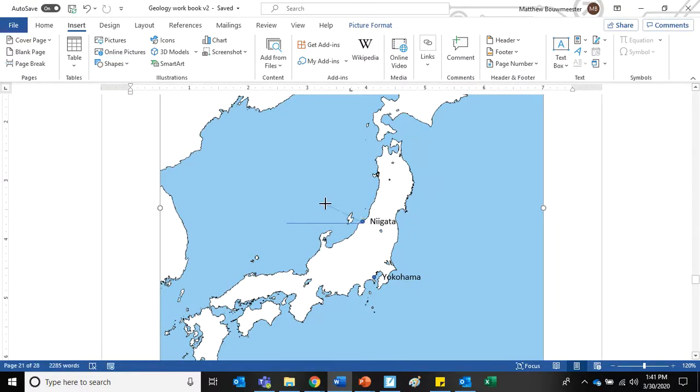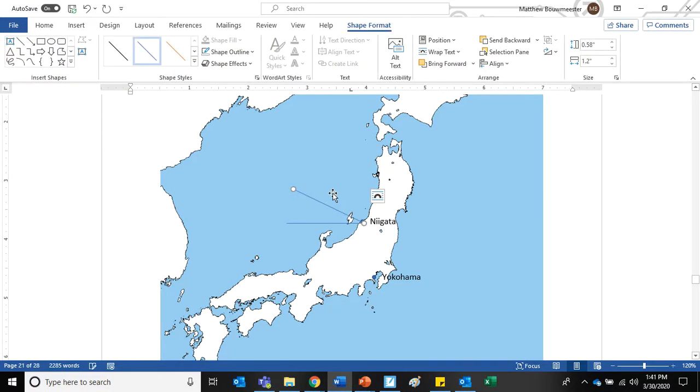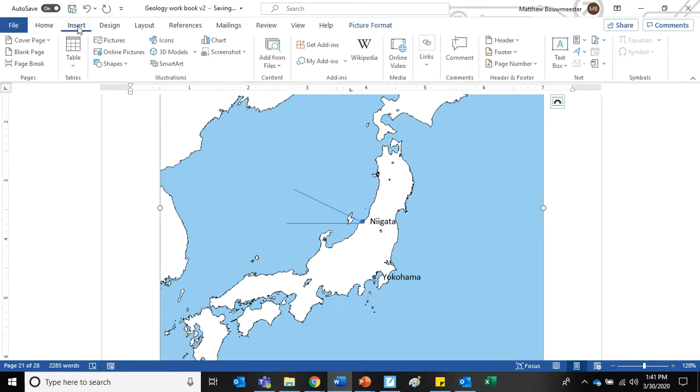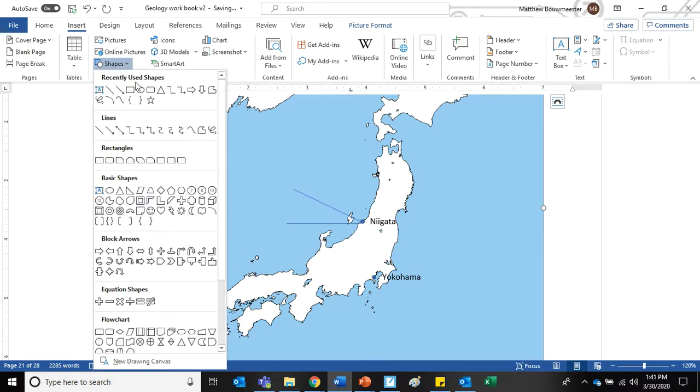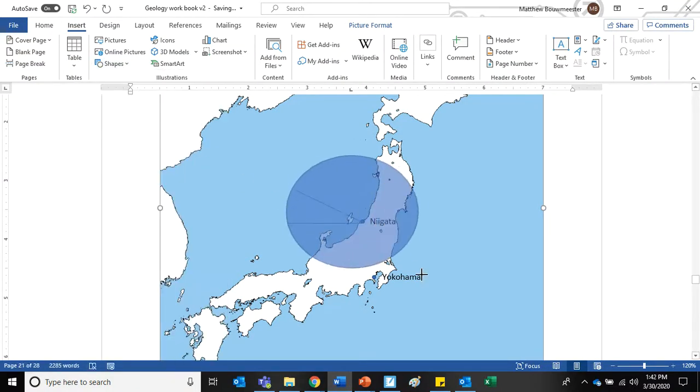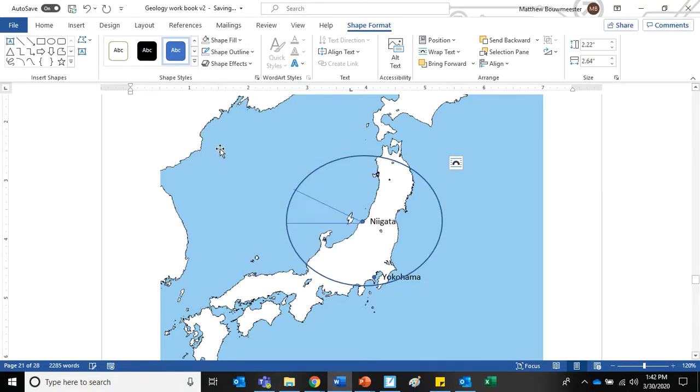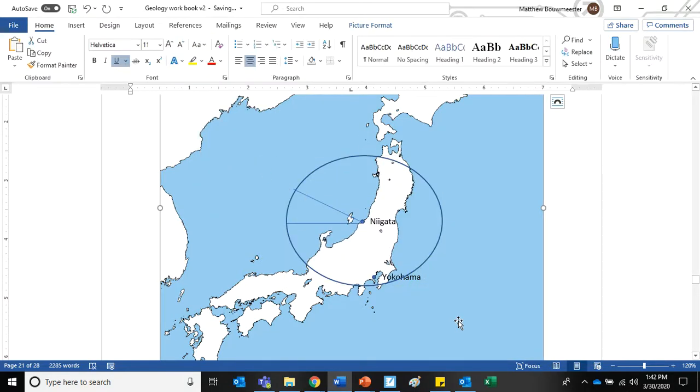Then take it again, draw another shape. It'll be much easier. Take a pencil, draw it out, and keep drawing my radius all the way out. I can kind of cheat now, grab a different shape. I'm going to grab a circle about that big. That looks about right. And there I will draw my circle around Nagata, meaning the earthquake could have been anywhere along this circle. It started somewhere along this circle.